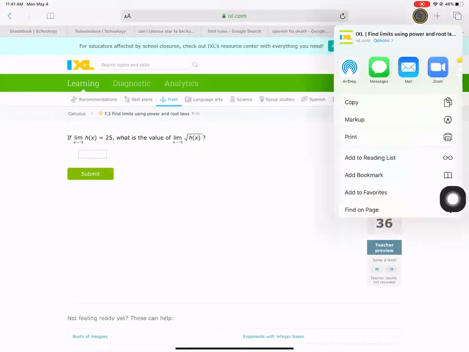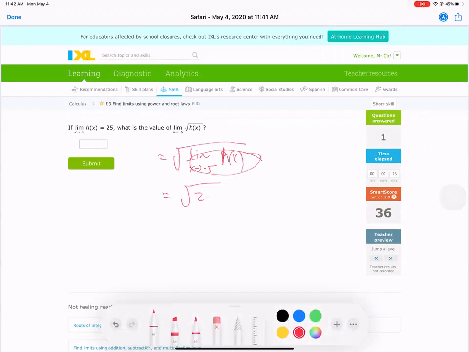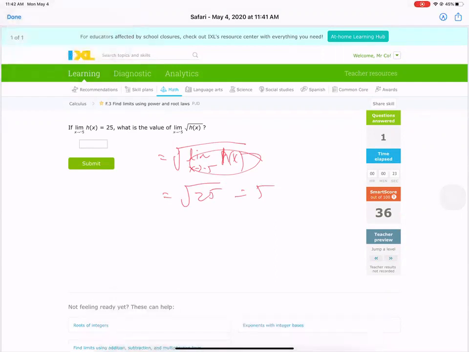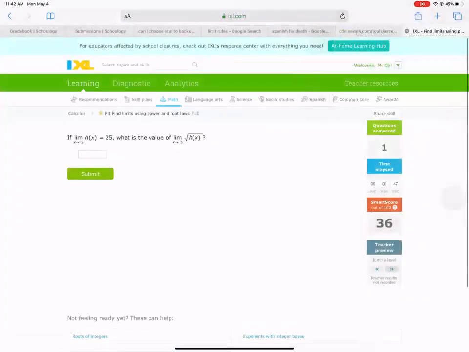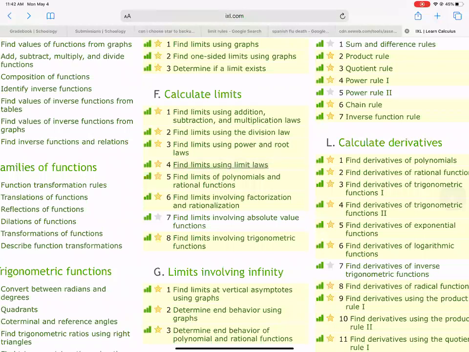Let's rewrite this. Let's actually show the work. We're going to say this is equal to the square root of the limit as x approaches -5 of h of x. Hey, we know what that is. That is just the square root of 25. That gives us 5. Okay. Move on. Okay, that's it. Next one, find limits using limit laws.